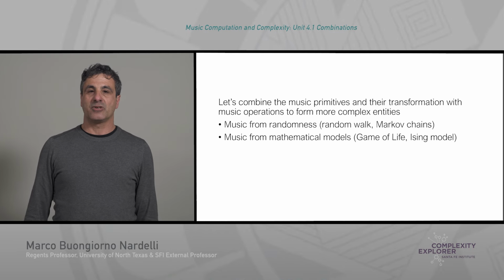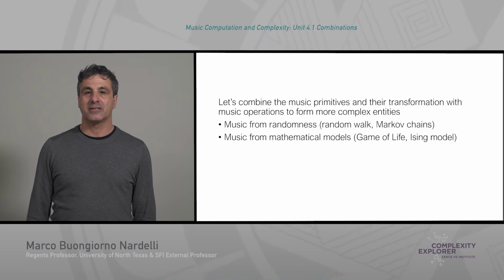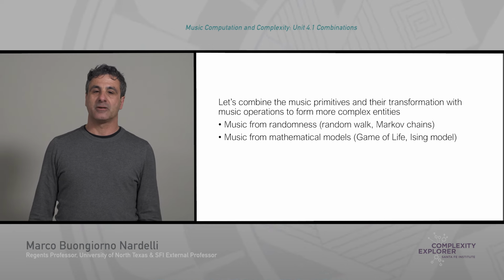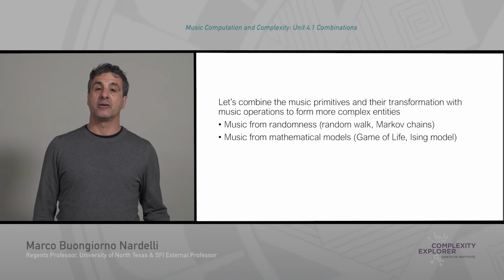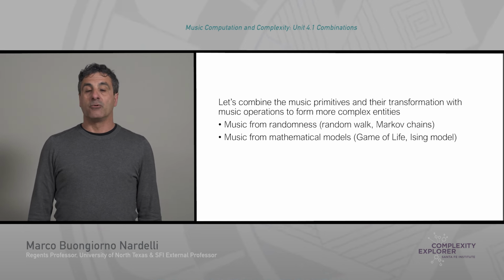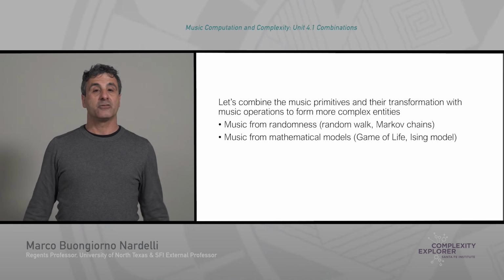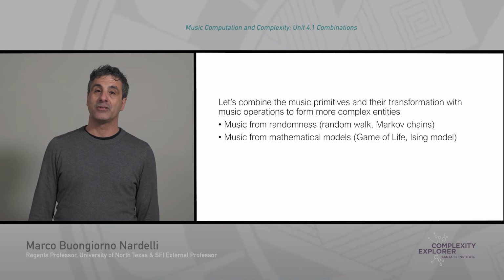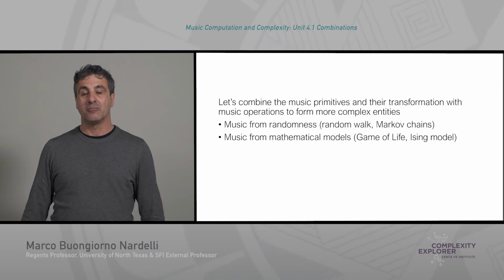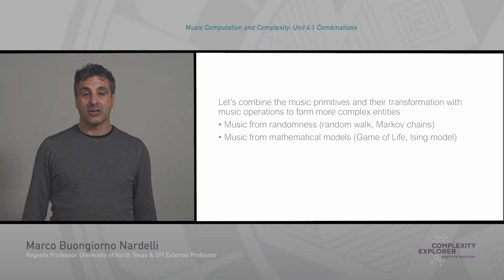We'll clearly use the operations we have introduced so far, but we'll do this starting from kind of a strange place. We'll start from creating music from processes like randomness or mathematical models, so that we see how we can combine the complexity of some of these processes into a complexity of a musical performance or musical product. So we'll talk about randomness, random walks and Markov chains, which are very important concepts in the context of statistical mechanics and complexity science. We'll talk about mathematical models like the game of life, for instance, or even the Ising model, as models we can use to process musical information.